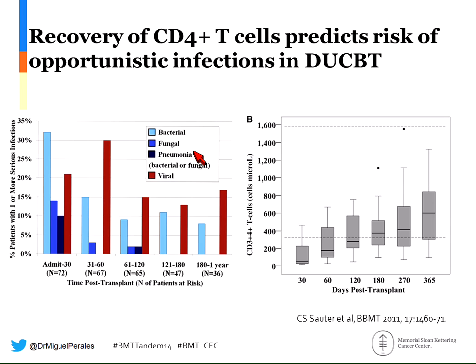This is data in cord blood transplant, where infections also are critical, and you can see that over time after transplant, the rate of infection decreases, although in red, which is illustrating viral infections, you see that those tend to persist. And you see again, this correlates with the recovery of the immune system. So as the immune system recovers here in CD4 counts, the rate of infection tends to decrease.